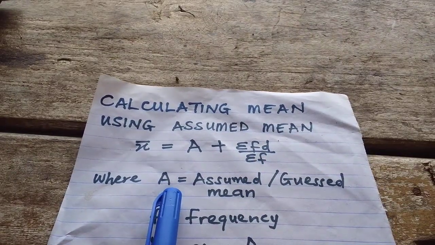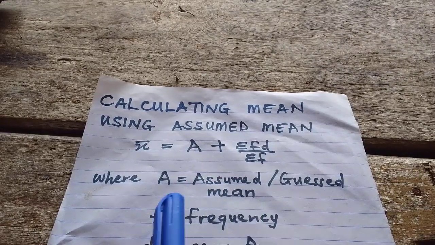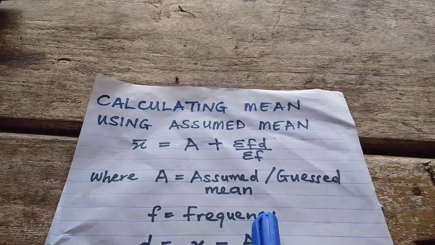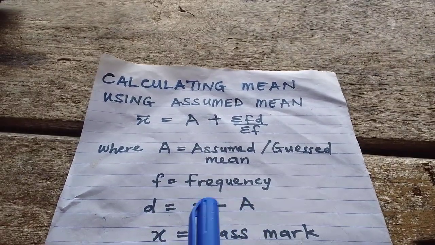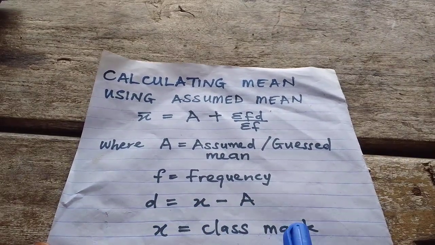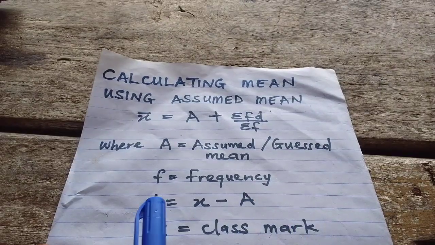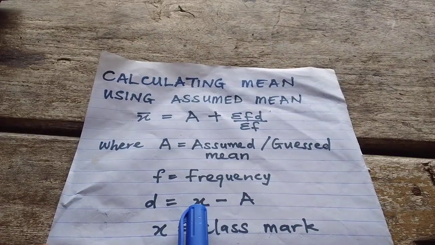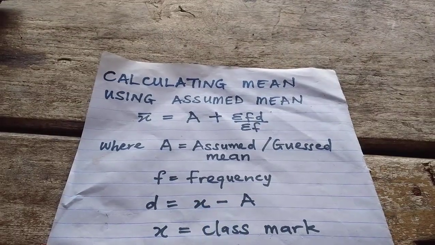A means the assumed or guessed mean. F represents the frequency. D is x minus A, where x is the class mark and A is the assumed mean. So to get D, you subtract the assumed mean from the class mark.